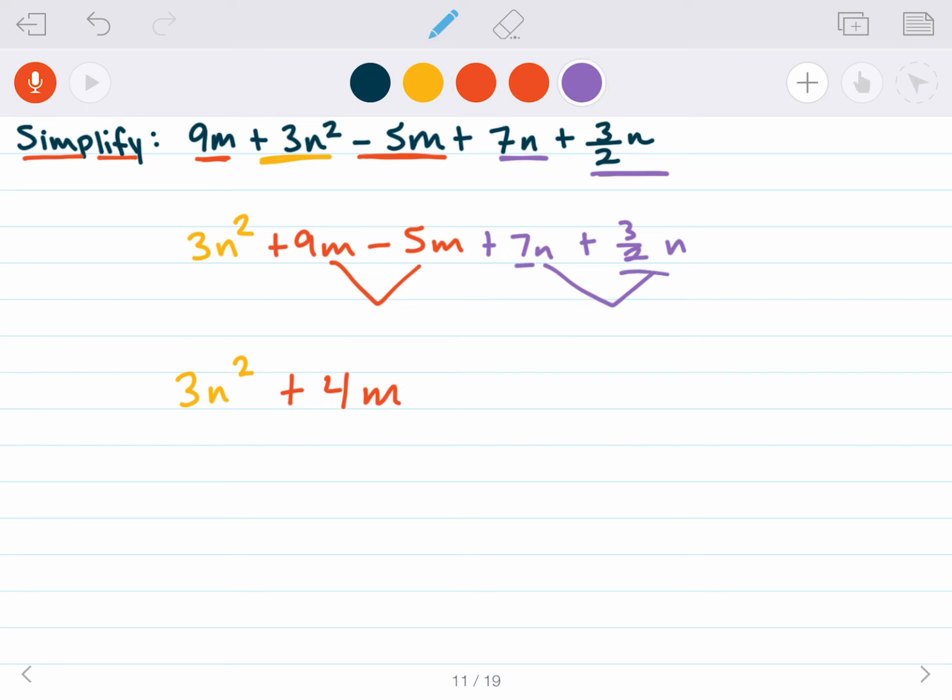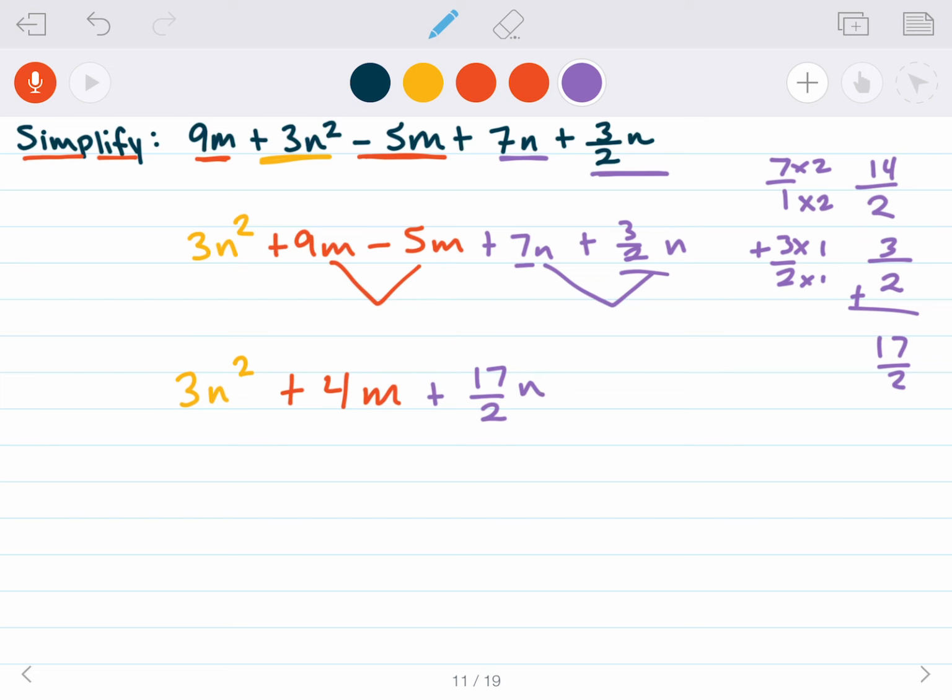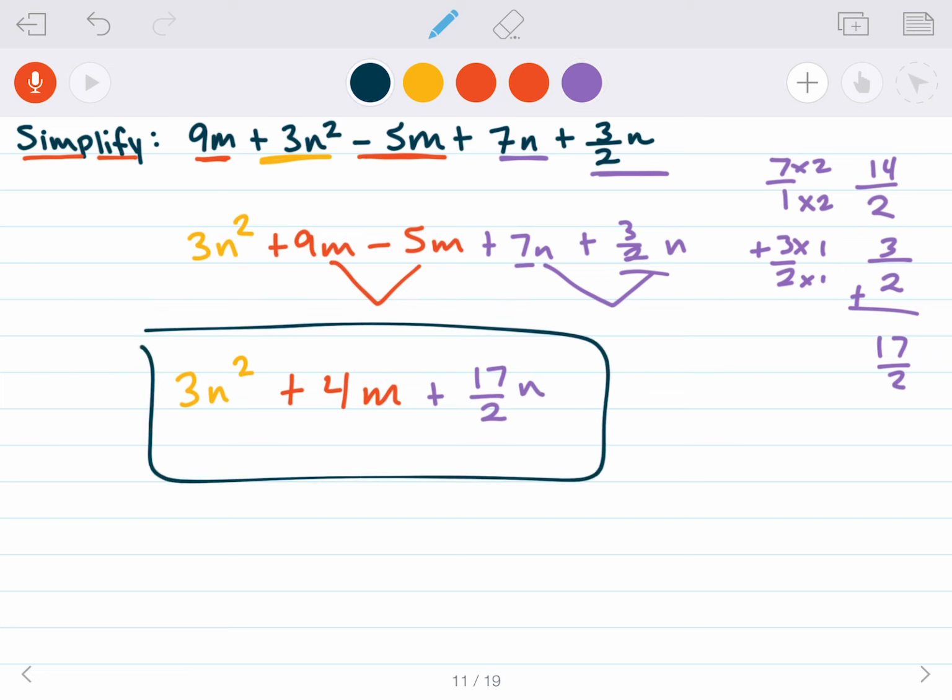7n plus 3 halves n. Well, do this how you want to do it. When we add fractions, we can just do 7 over 1 plus 3 over 2 and get a common denominator of 2. So 2 times 1 is 2, 3 times 1 is 3, 1 times 2 is 2, 7 times 2 is 14. Combine them. 14 and 3 make 17 over 2. So this is plus 17 over 2n. Okay, and that is our fully simplified answer.